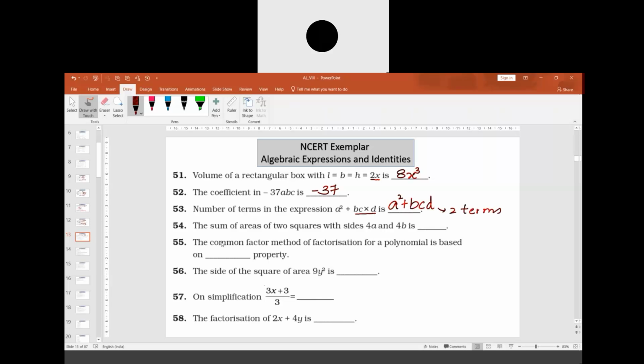Sir, 2 terms. 34th. 32 AB, sir. Why 32? Sum of area of 2 squares. Sir, you're asking sum of 2 squares. One square is 16 A square, sir, plus 16 B square. This is the answer, no? Sir, it cannot be 32 AB. 16 into A square plus B square. Or we can write it as 16 times of a square plus b square.